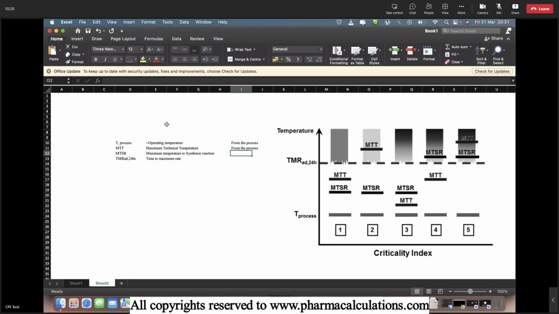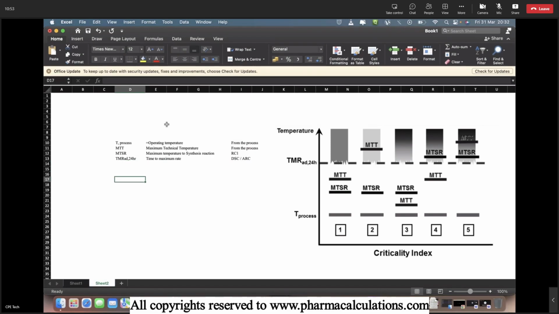The next one is the MTSR. It is nothing but the maximum temperature of the synthesis reaction. This we are going to take from the RC1 study. And the final one is the TMR AD 24 hours. This is nothing but the time to maximum rate, and this we are going to get from a DSC or ARC. Now let's see how to calculate this MTSR from the RC1 study.